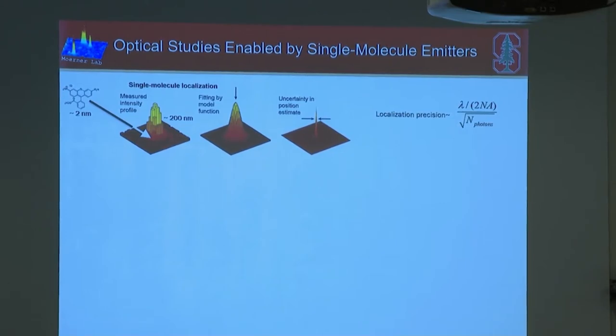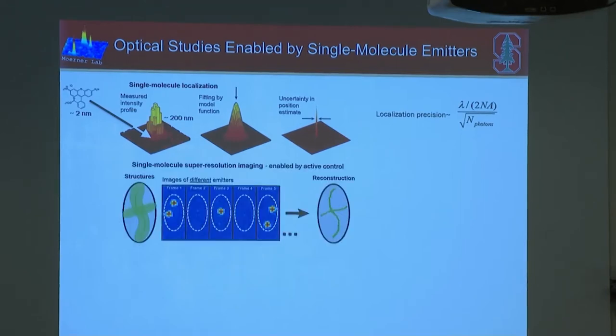So this is all great, and that's the regime where much of that previous work I just showed you is being done. But it doesn't give you resolution. This doesn't give you the ability to distinguish two molecules that are very close together because these spots will overlap. So that's why super resolution is a step beyond just localization.